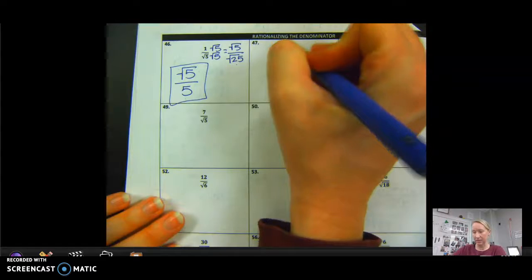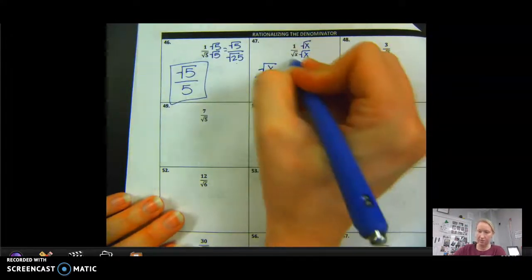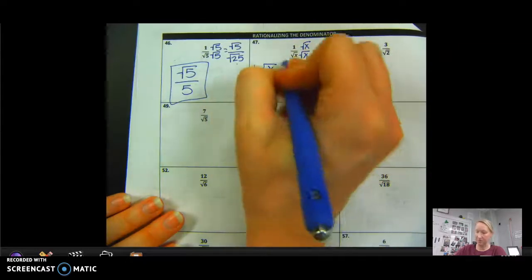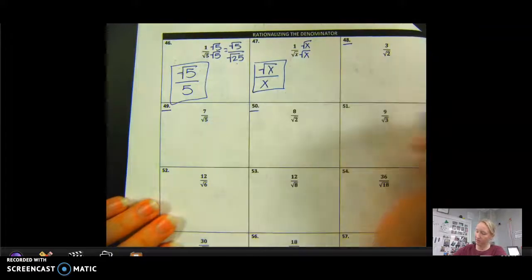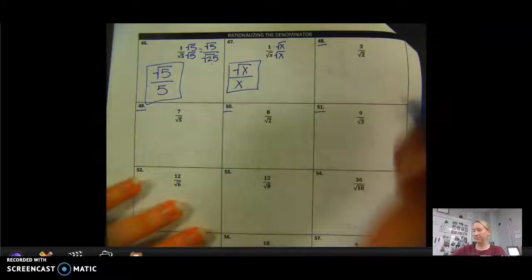Here I get square root of x, square root of x. So on top I have square root of x. This would be x squared. So the square root of x squared is just x. Again, those don't reduce down. Go ahead and pause me. Try 48, 49, 50, and 51 for me. Unpause me when you're done.